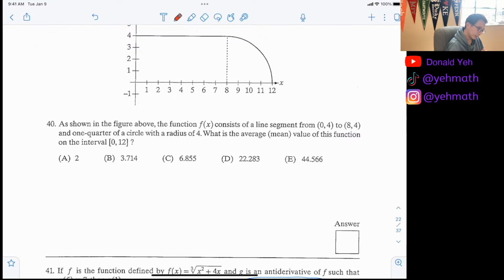Okay, so you have to use the average value equation. I got negative, and then f of b minus f of a over b minus a. And then, wait, what did I do?